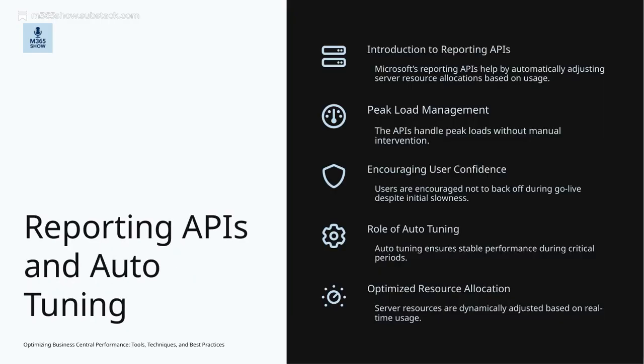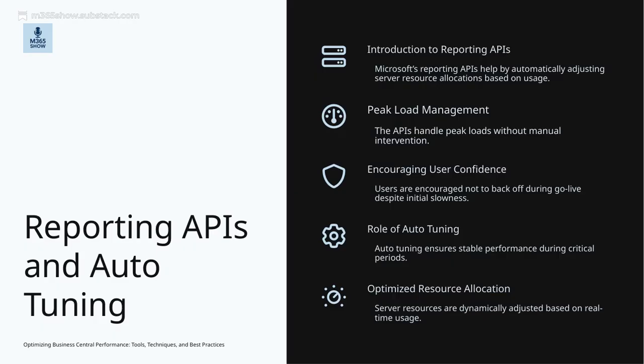Now, let's talk about optimizing Business Central performance with the right tools and techniques. One key aspect is reporting APIs and auto-tuning. Auto-tuning plays a crucial role in maintaining stable performance, especially during critical periods like go-live or peak usage times. It automatically adjusts server resources in real time, so the system remains responsive. It's important to encourage users not to back off during these times, even if things seem a bit slow initially. Their continued activity helps the system gather the necessary data for auto-tuning to work effectively.